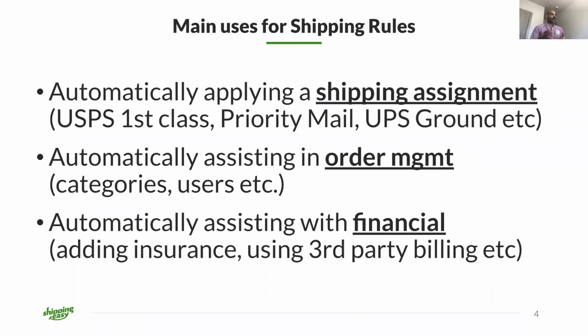A shipping rule can also automatically assist in order management. Now, a lot of customers will use Shipping Easy strictly for a shipping label, which is fine. That's exactly what you're supposed to do with it. The software helps you print and ship shipping labels. But I think an underutilized function of Shipping Easy is order management, helping you keep track of your orders and process your orders more efficiently. So what you can do with a shipping rule is you can assign various orders that get downloaded into Shipping Easy identifiers.